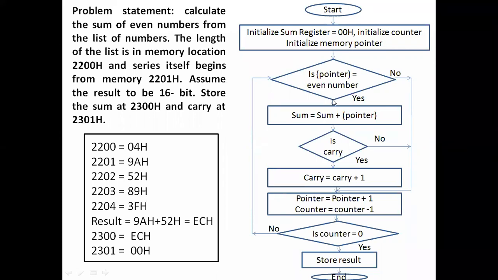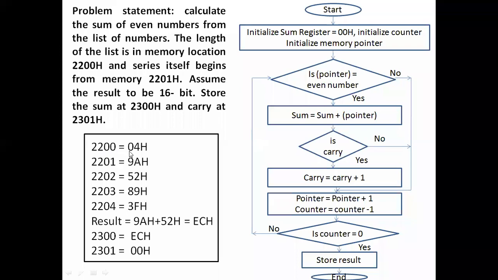So the basic theme of this program is to check whether the number is an even number or not. If it is even, we add. After adding, we check whether there is a carry or not. If there is a carry, the carry will be updated. And if the conditions are not true, we check the next number and the counter is decremented. In this way, the program goes on.